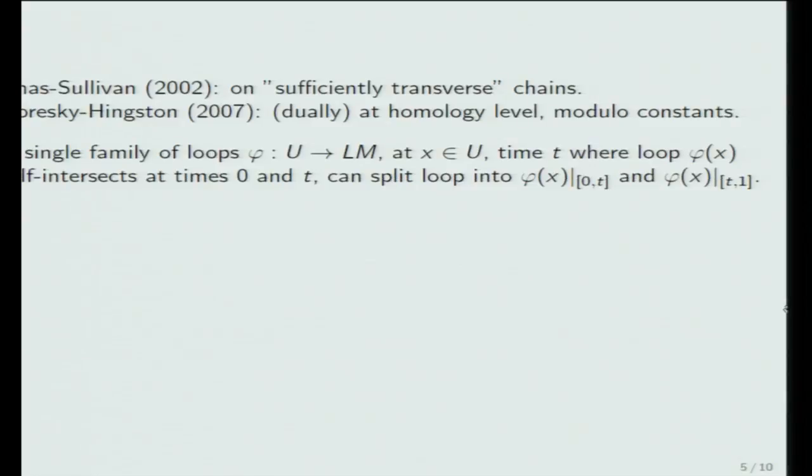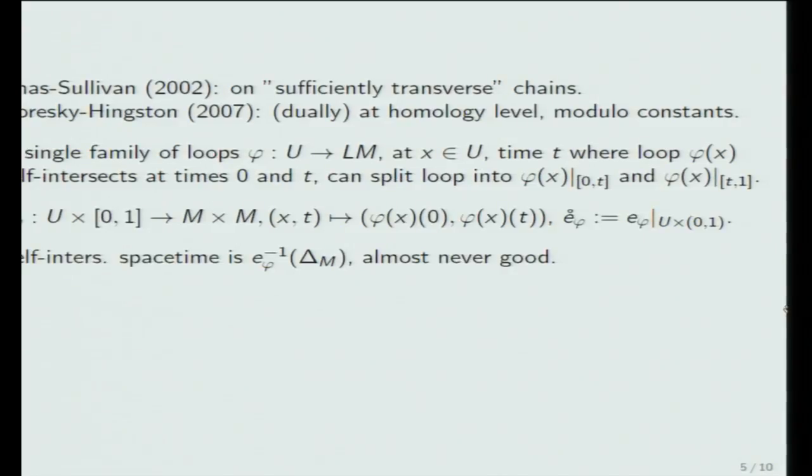To look at this again, we have a family of loops where there's a self-intersection, and then you can split like this. If you define the evaluation map like this, at 0 and t, where 0 is the base point, and for later purposes I denote the interior evaluation for t lying in (0, 1), away from the base point. The self-intersecting space-time is just the preimage of the diagonal. As we saw, it's never good unless in very special cases.